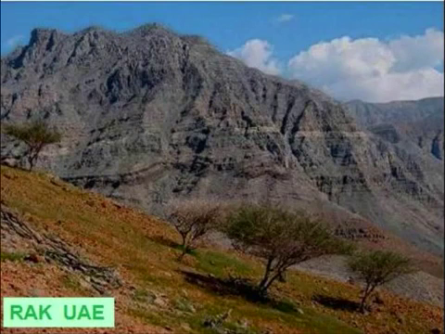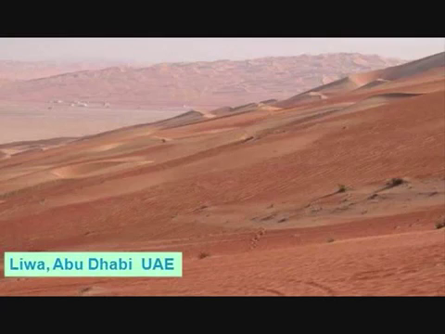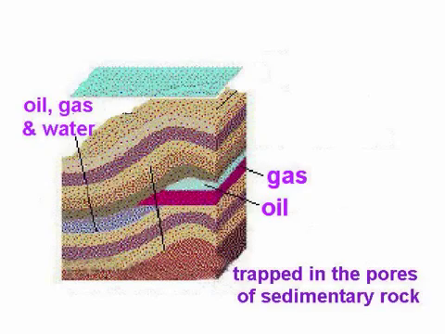Here is an example of carbonate rock called limestone in the UAE. Silicate or sandstone was formed when the layers that were laid down contained silicate particles of varying sizes. Around Liwa you can see examples of sandstone. In the UAE, most of the oil is found in limestone.